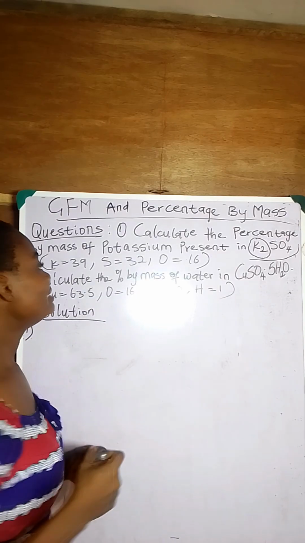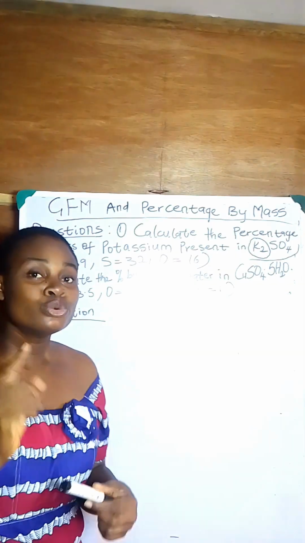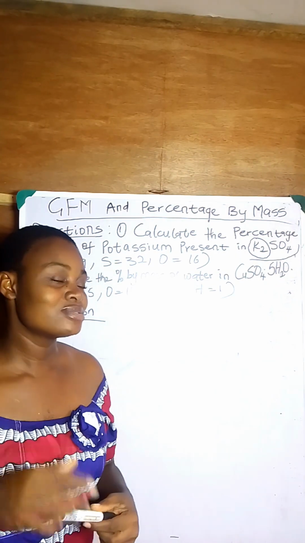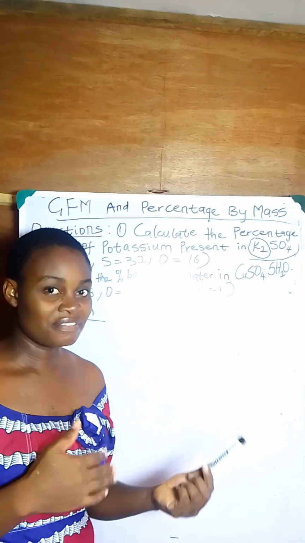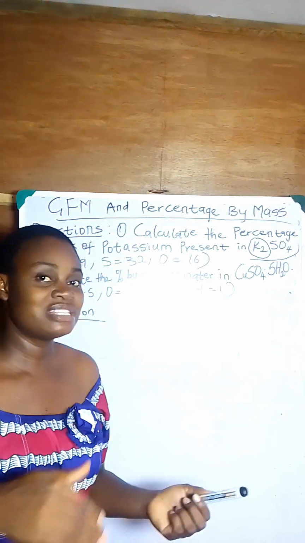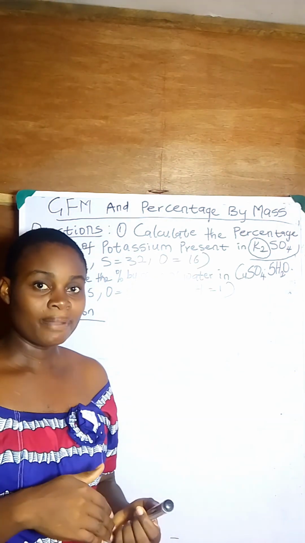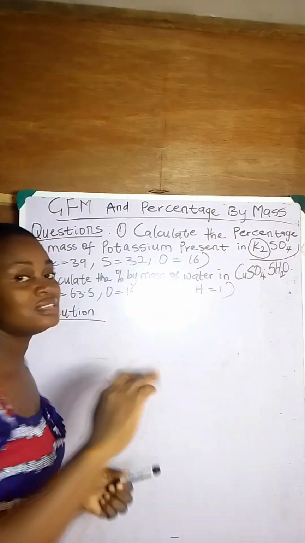Now, before you calculate the percentage by mass of potassium, what is the first thing you have to do? You must calculate the gram formula mass or the gram molecular mass of the compound. And how do you do that? By writing down the masses of the different elements that are present in the compound, and then you add them all together. So let's write out this compound.